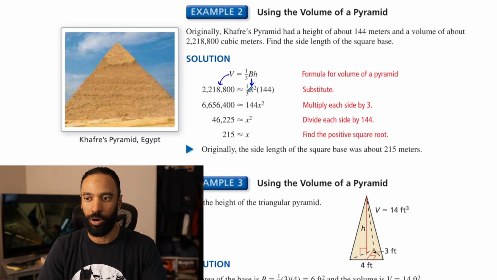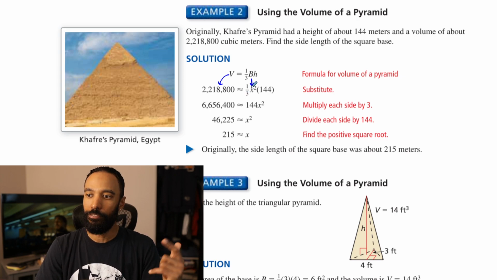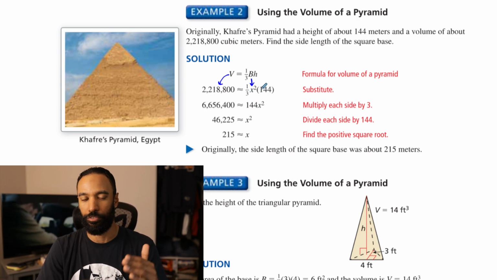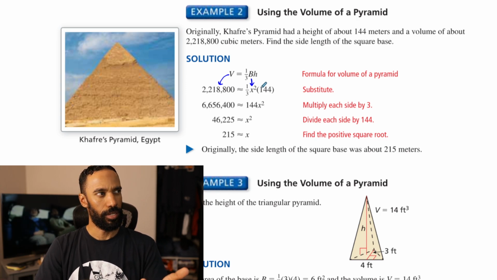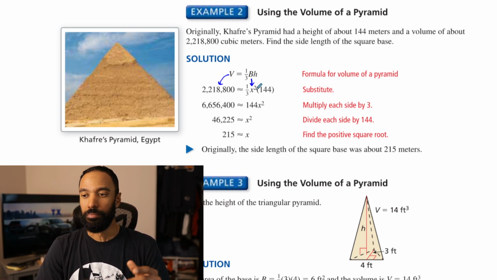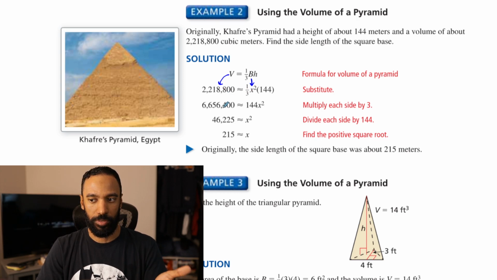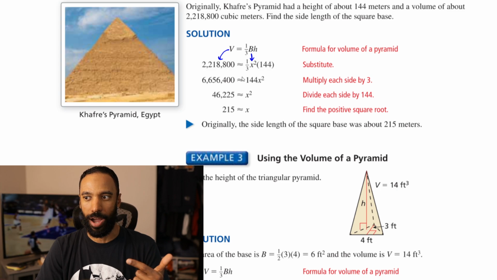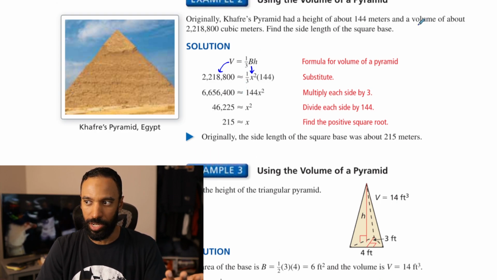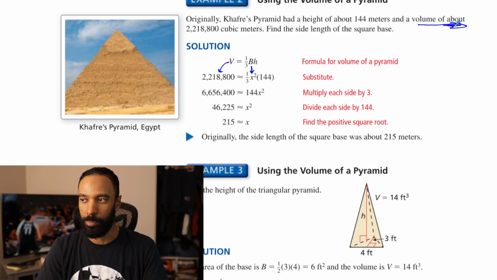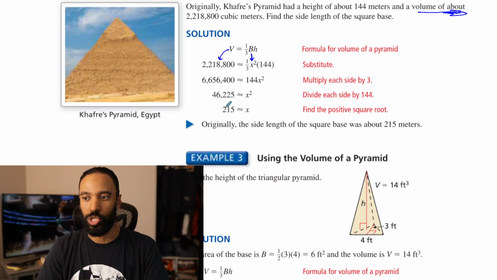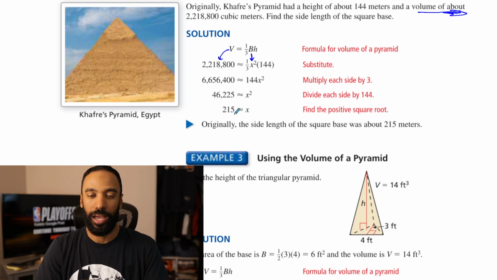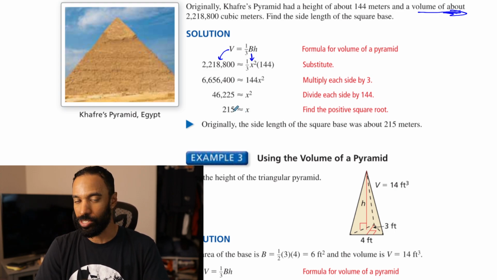But the height's 144, take a third of that, etc. First thing they do is a good one. Multiply both sides by 3. If you can divide 144 by 3, and you can, it's 48. But if you can't divide it by 3, multiply both sides by 3, then divide by the 144, then take the square root of both sides. They're staying approximate the whole time, I guess because they said "about" this amount. So from there, we're good. About 215 meters per side of that base, of the square base.